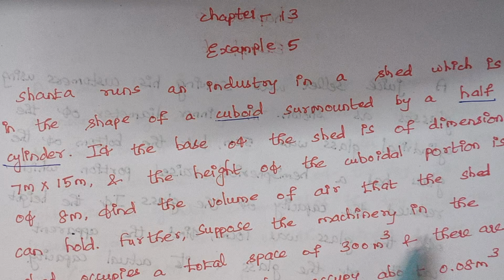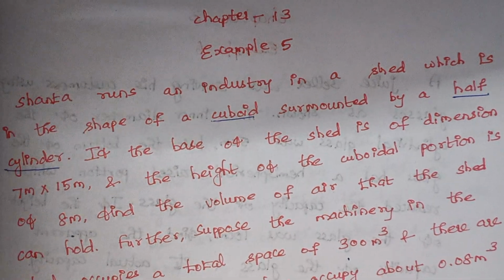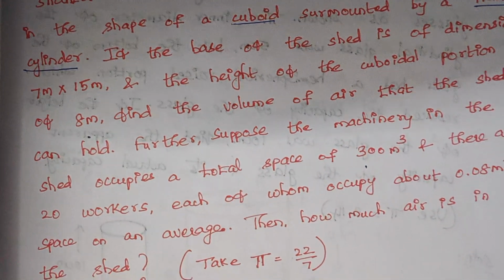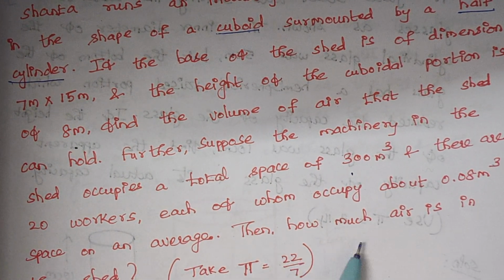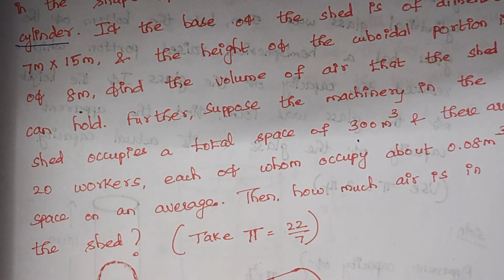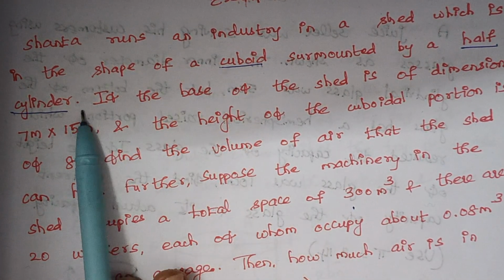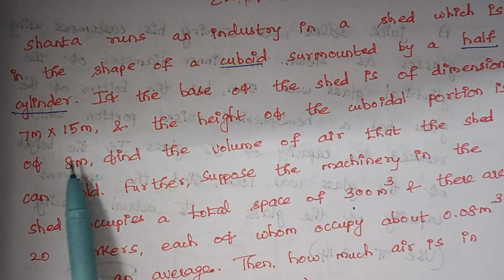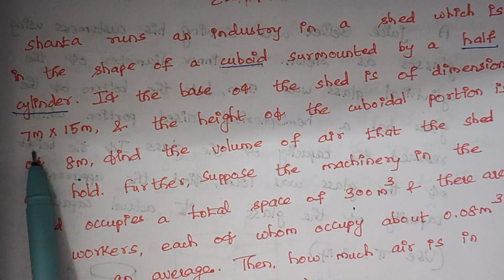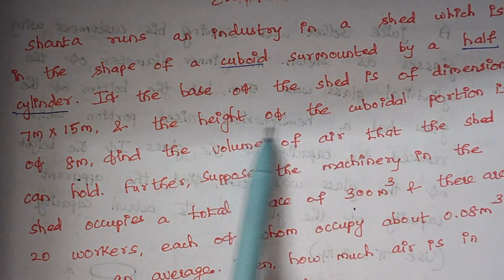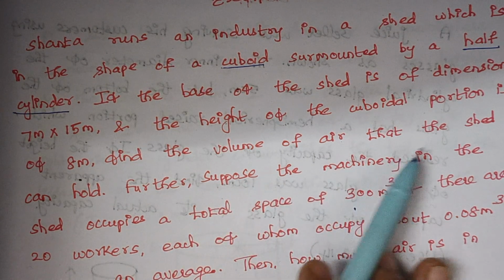Further, suppose the machinery in the shed occupies a total space of 300 meter cube and there are 20 workers, each of whom occupies about 0.08 meter cube space on an average, then how much air is in the shed? So here you see we are having a cuboid and a cylinder, and the dimensions are given. The dimensions of the shed are 7 by 15, and finally in the cuboidal portion, the height is 8 meter. So find the volume of air that the shed can hold.